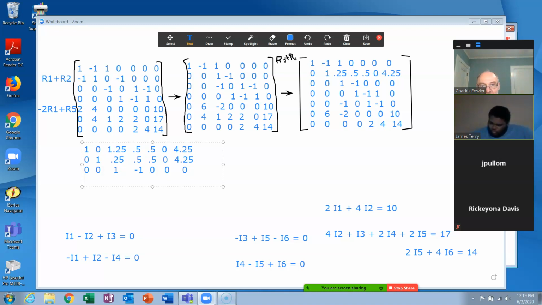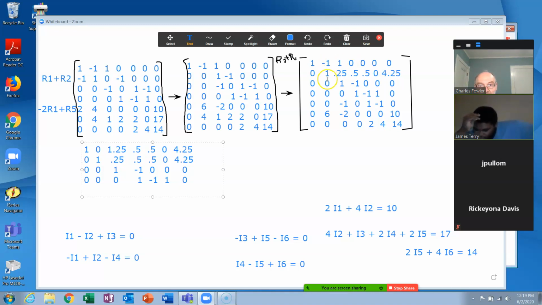Fourth row, perfectly fine the way it is. This is the thing about linear algebra. It's a lot of writing. 0, 0, 0, 1, minus 1, 1, 0. Y'all are getting me lost here. Okay, there's the fourth row.